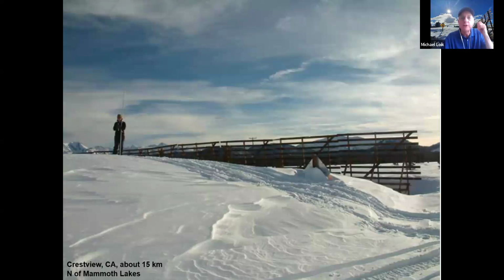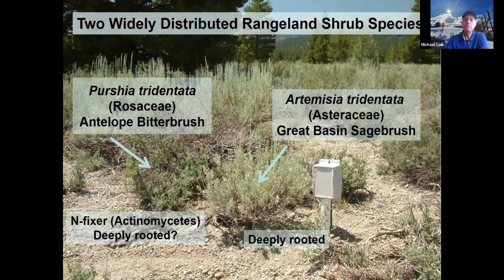Here's an image of what the snow fence looks like. This is in 2005, I believe, which was quite a snowy year. So this is what it would have looked like in 2023. I think the snow in 2023, in fact, was up above the fences.